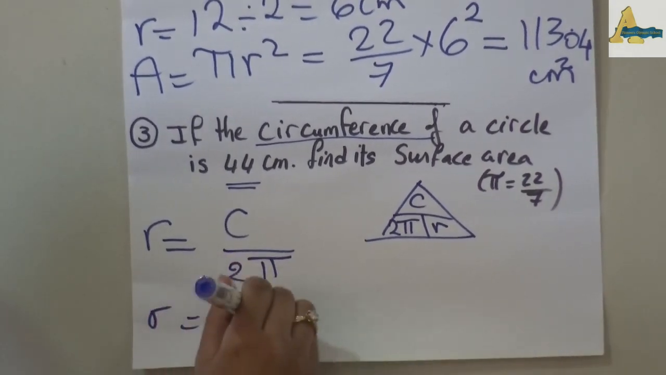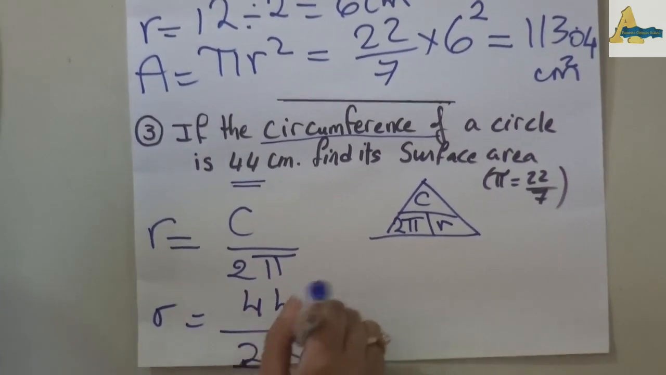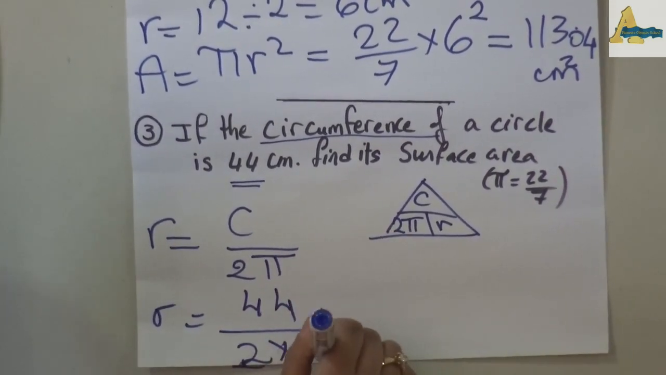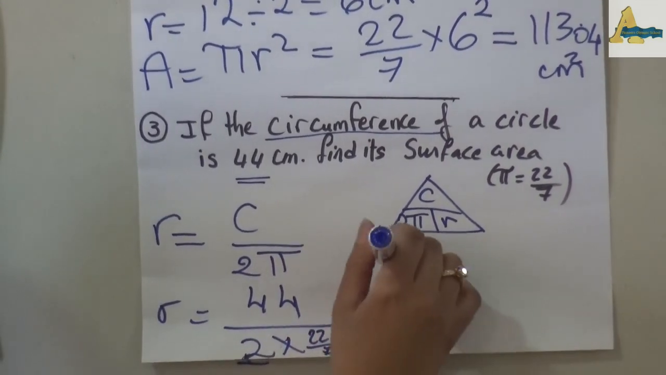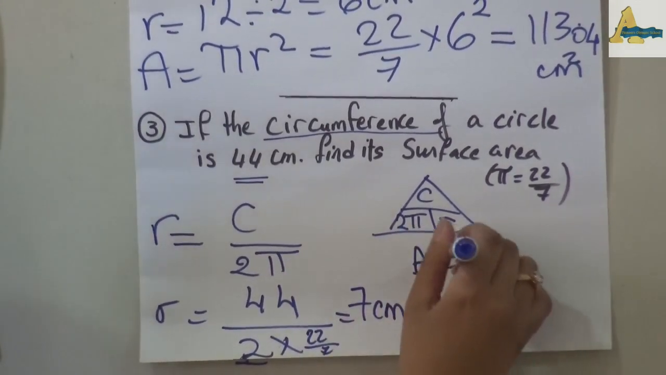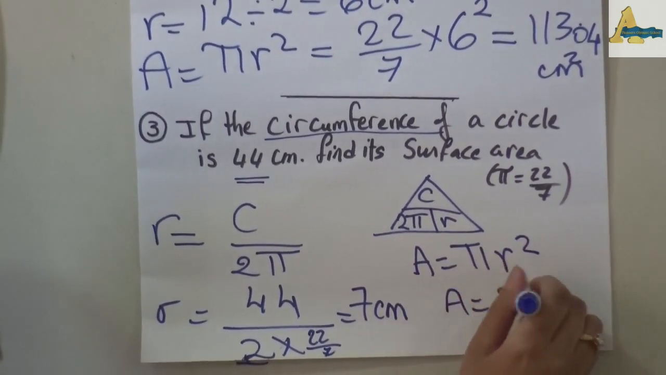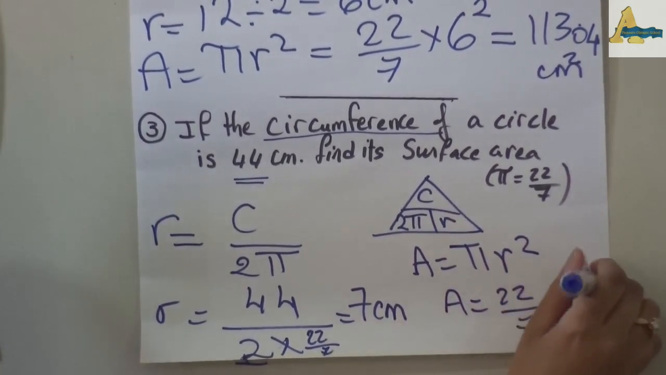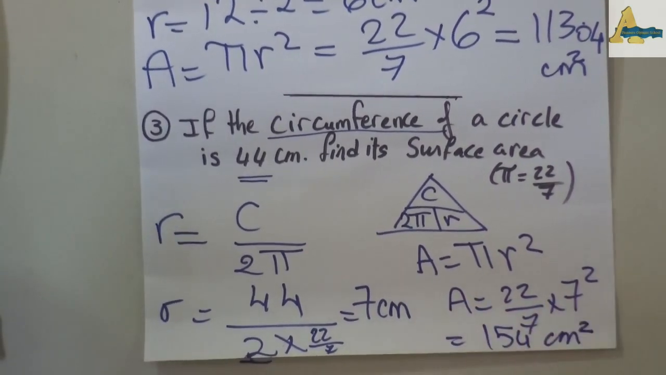It will be 44 over 2 times 22 over 7, the pi. Here the radius will be 7 centimeter, and then you can calculate the area, pi r square. It will be 22 over 7 times 7 squared. The answer will be 154 centimeter square.